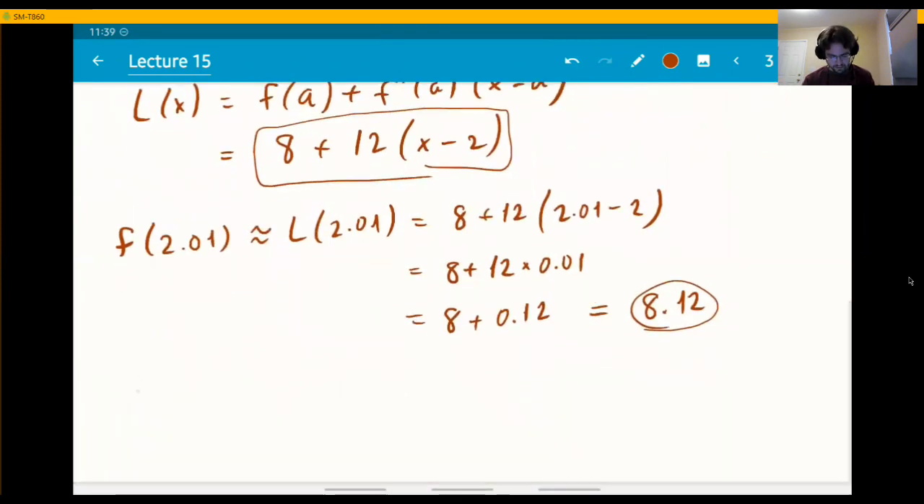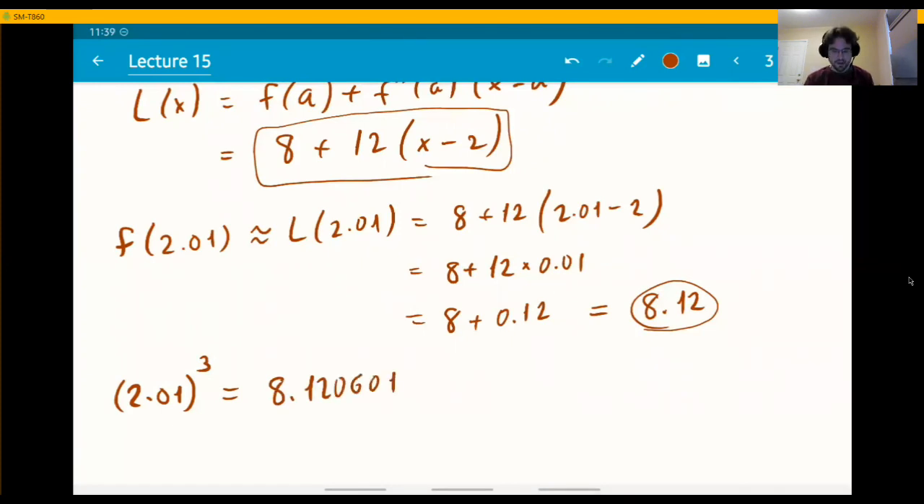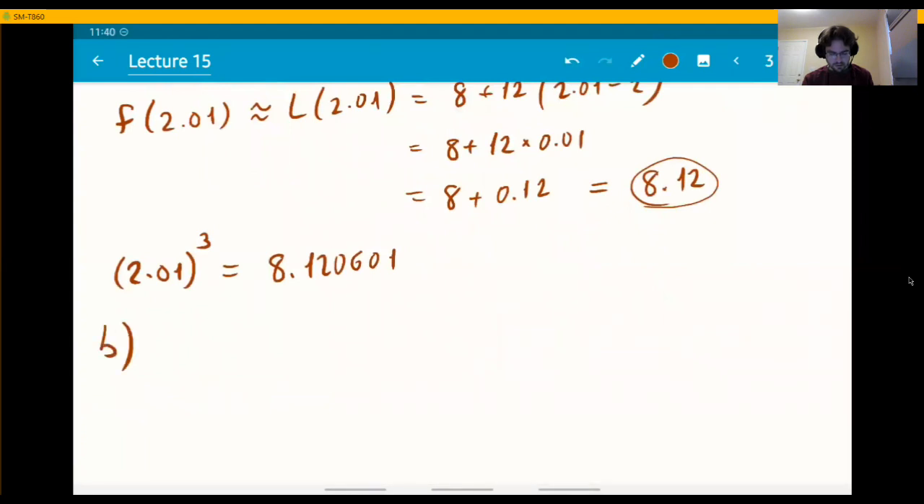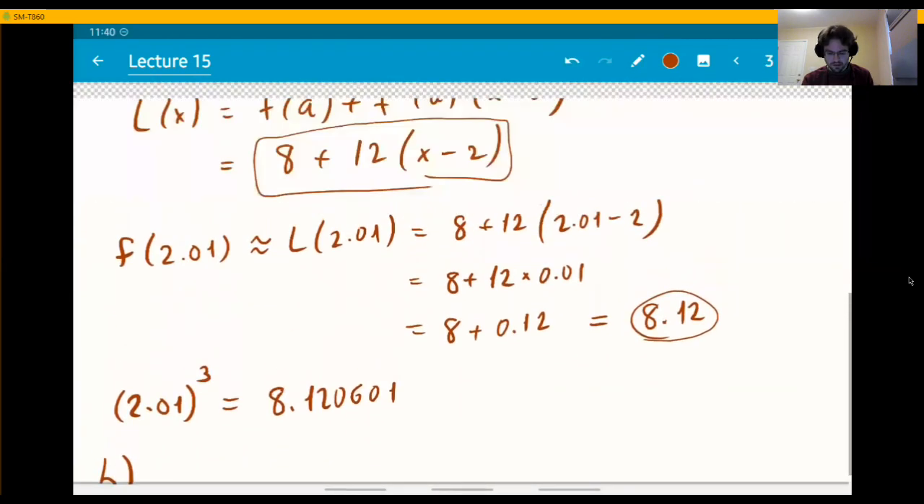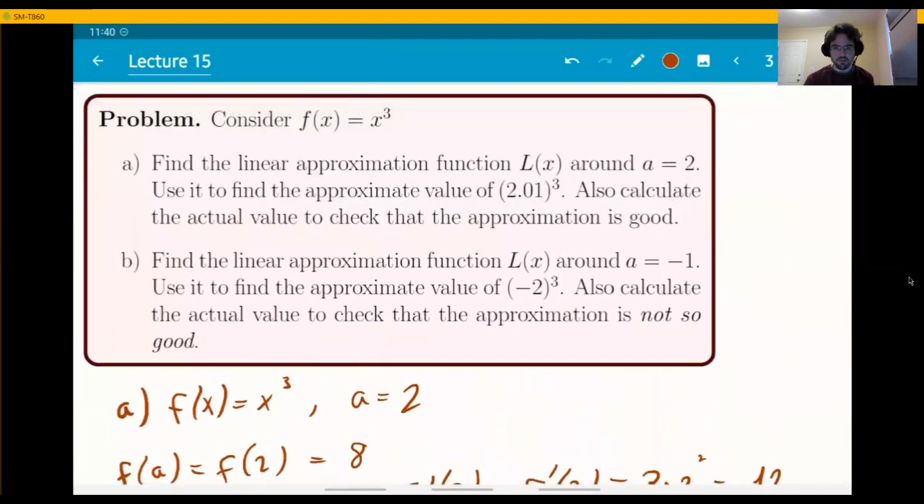And by the way, the actual value that the problem was also asking, just for comparison purposes, if you use a calculator, the actual value is 8.120601. So it's close, but it's not exact, of course. Okay, now item B, I'm going to scroll back up so we can see that again. It's a similar one. Same function. We're now using a different point, a equals minus 1. Then we want to use that to approximate the value of minus 2 cubed. And then also calculate the actual value to see that this approximation is not going to be so good.